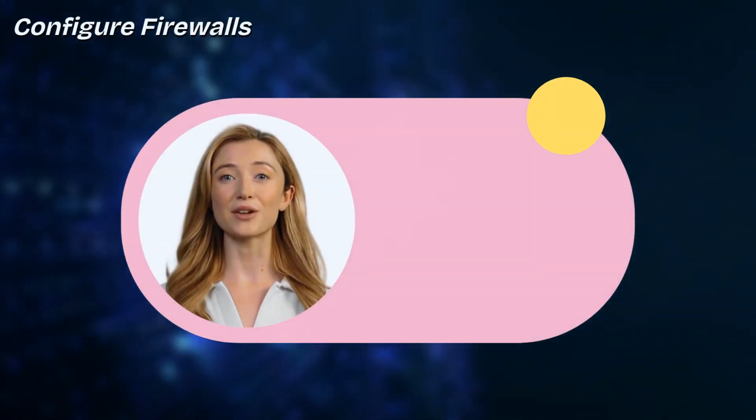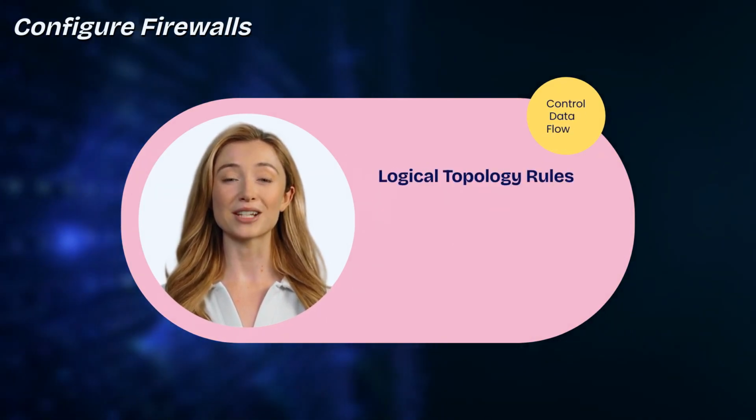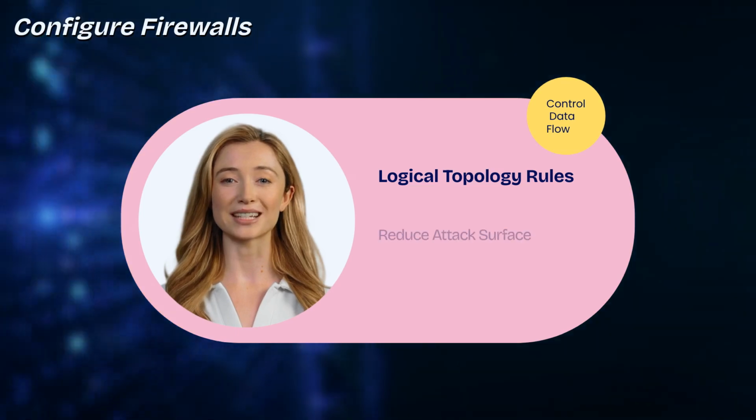Firewalls. Configure firewalls to control what data can move where, based on your logical topology. Implement rules that only allow necessary traffic, reducing the attack surface.